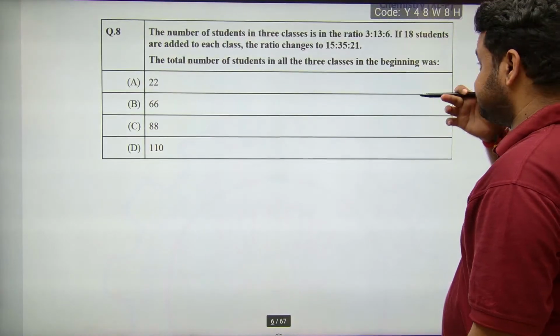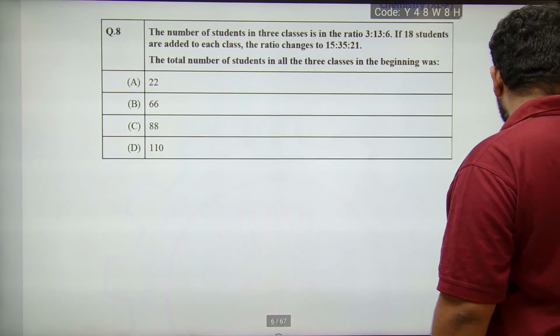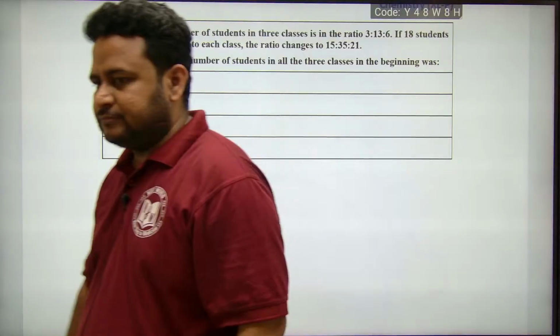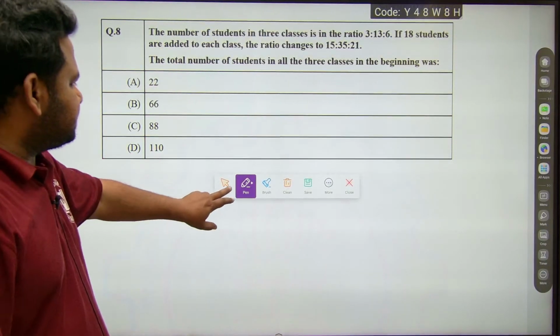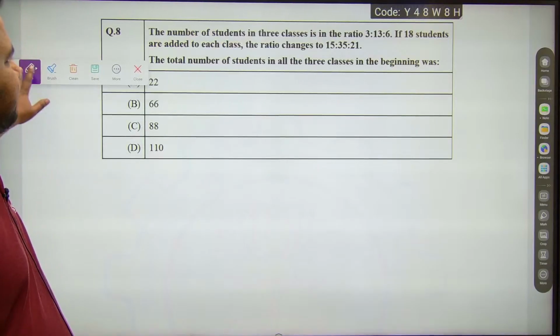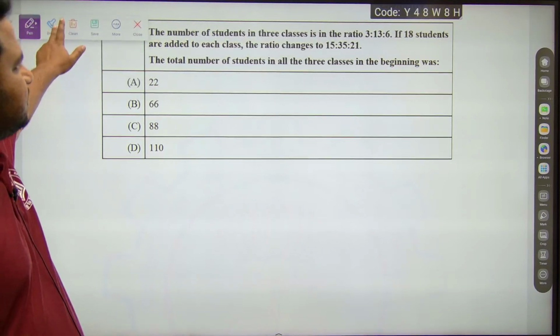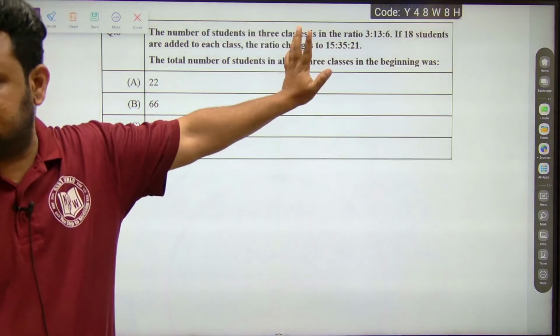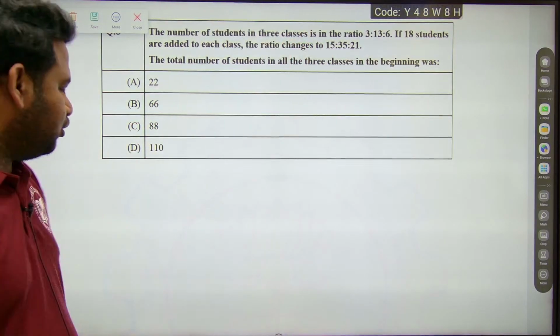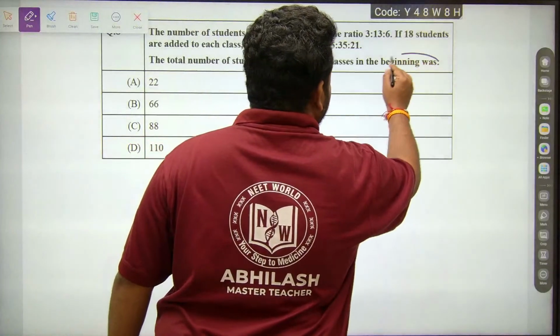Look at this. So again, a ratio based question. What are they telling? The number of students in 3 classes are in the ratio 3:13:6. If 18 students are added to each class, the ratio changes to this one. The total number of students in all the 3 classes in the beginning was, okay, they are asking how many in the beginning.